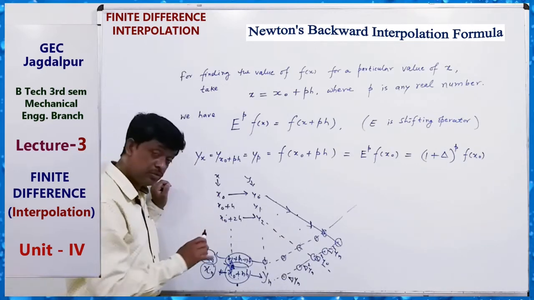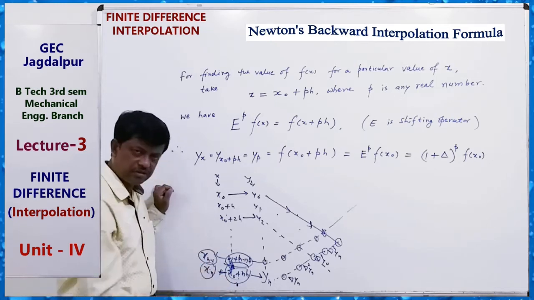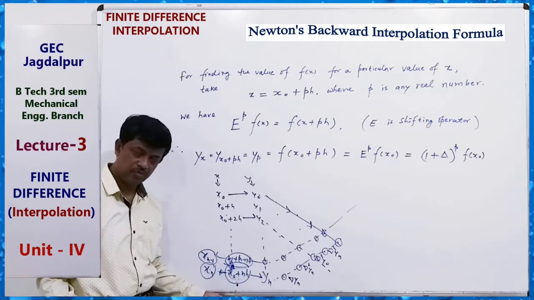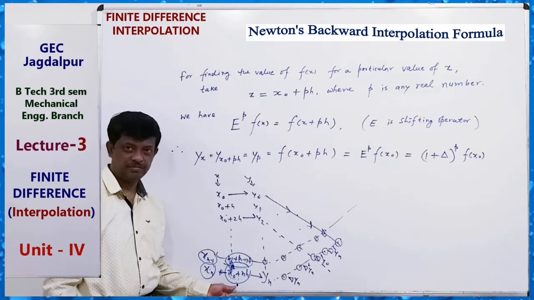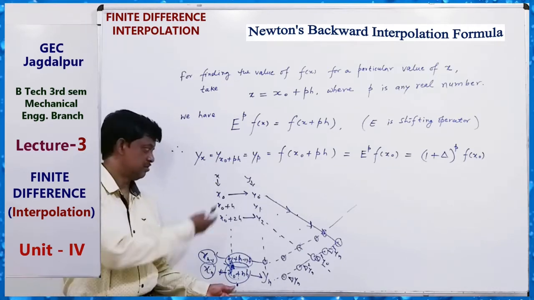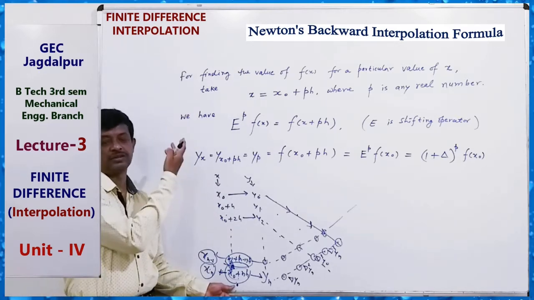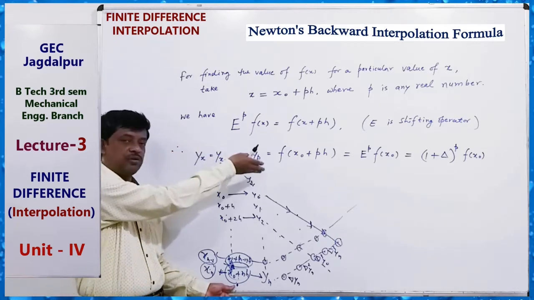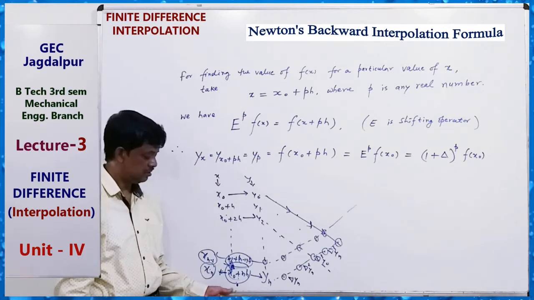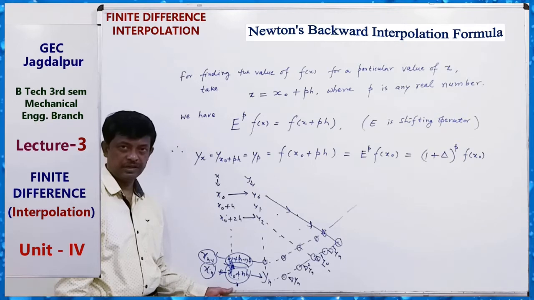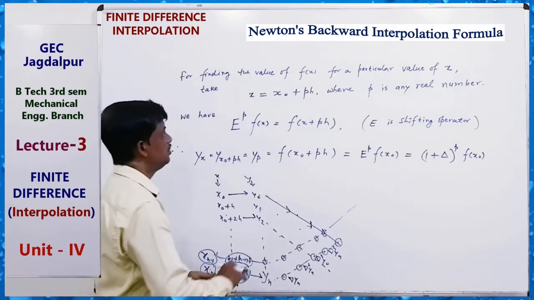A backward difference is used when the target value lies at the end of the table or outside, a little ahead of this value. Here the target value requires extrapolation, because it is out of range, before the range or after the range. Before the range, the forward formula is used. After the range, the backward formula is used. Clear?